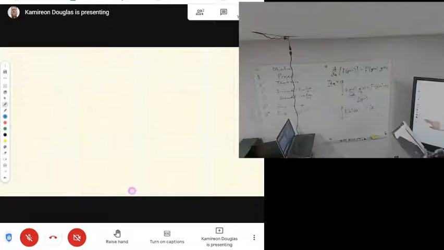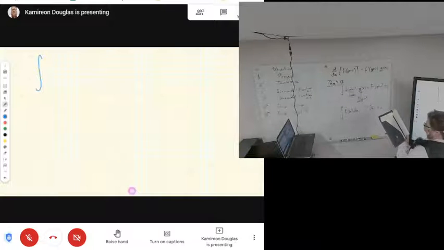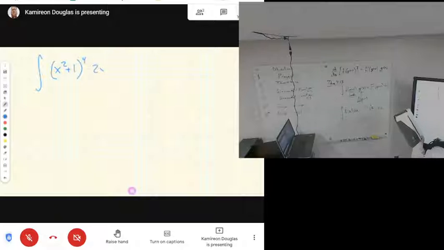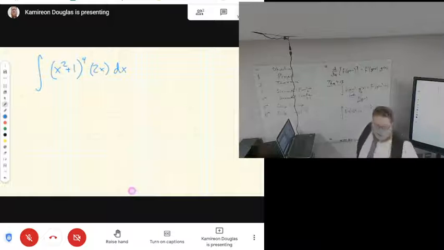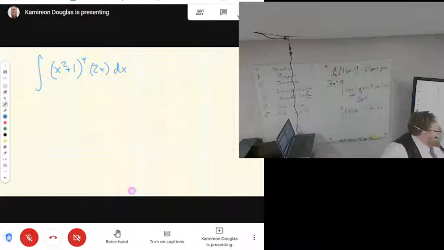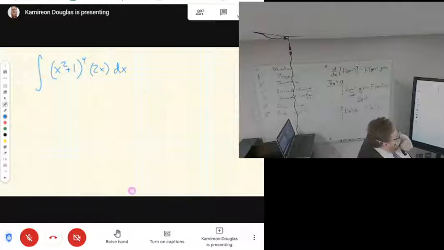The integral of x squared plus 1 to the fourth power times 2x dx. These first couple will be very straightforward, very simple, where it's possible you could solve it without using this rule, but using this rule makes it convenient. So, let's look at our example. The integral of x squared plus 1 to the fourth power times 2x dx.